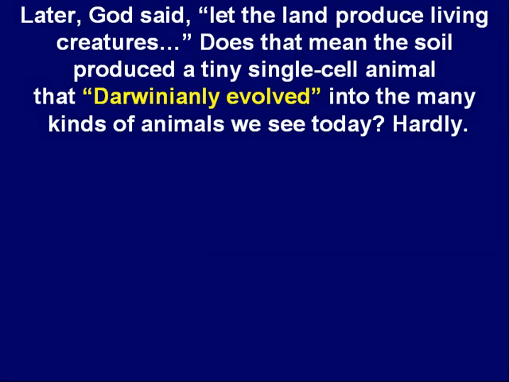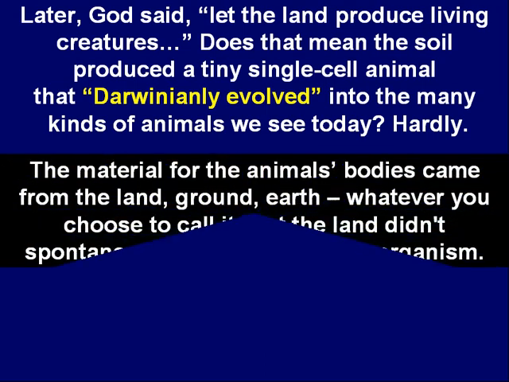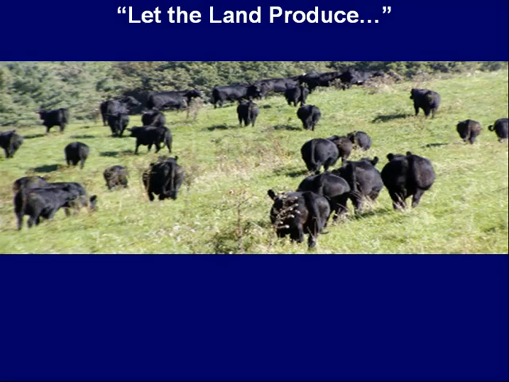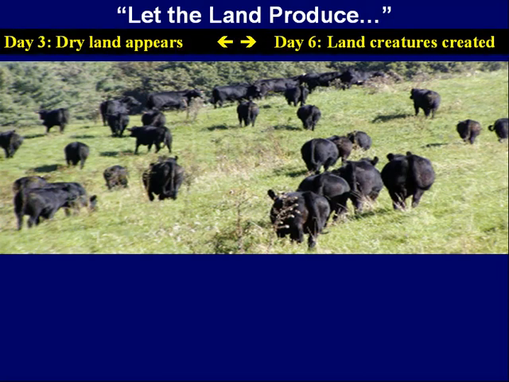Does that mean the soil produced a tiny single-cell animal that Darwinianly evolved into the many kinds of animals we see today? Hardly. The material for the animals' bodies came from the land, ground and earth, whatever you choose to call it. But the land didn't spontaneously generate a living organism. Let the land produce. Dry land appears, verse 3. Land creatures created, day 6.